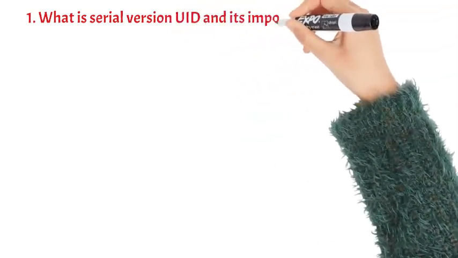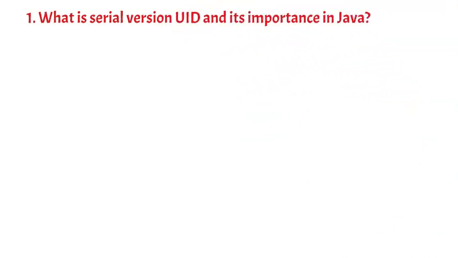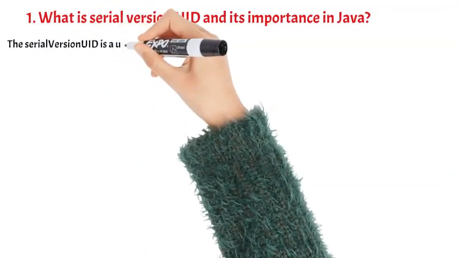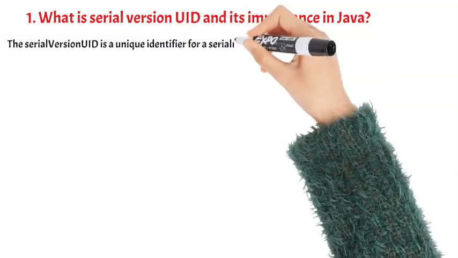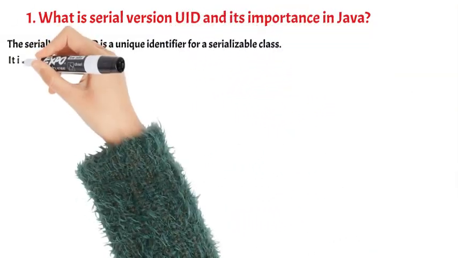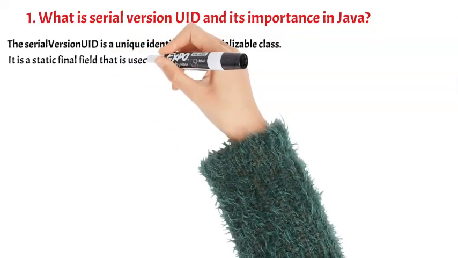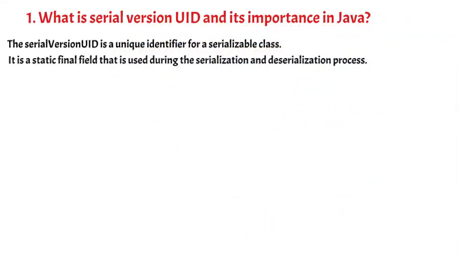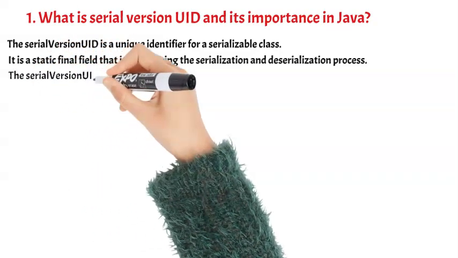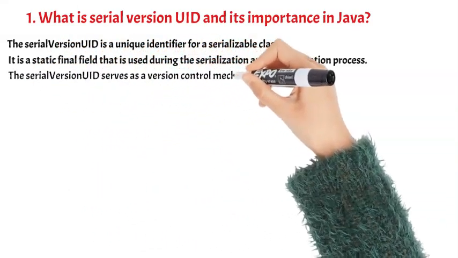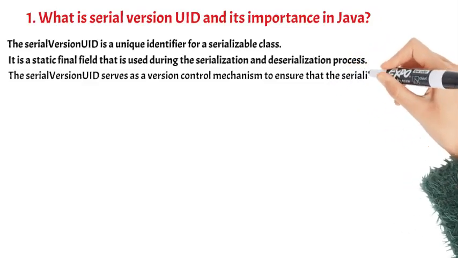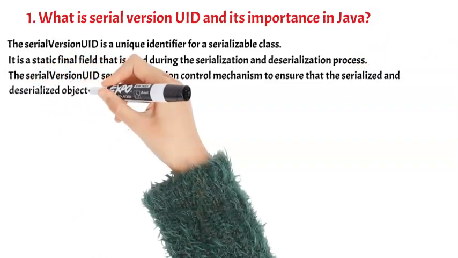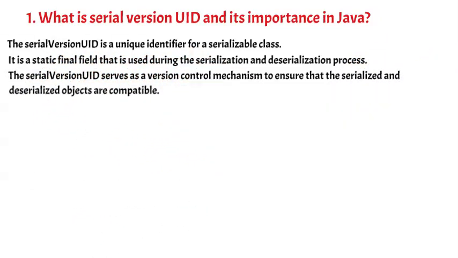1. What is serial version UID and its importance in Java? The serial version UID is a unique identifier for a serializable class. It is a static final field that is used during the serialization and deserialization process. The serial version UID serves as a version control mechanism to ensure that the serialized and deserialized objects are compatible.